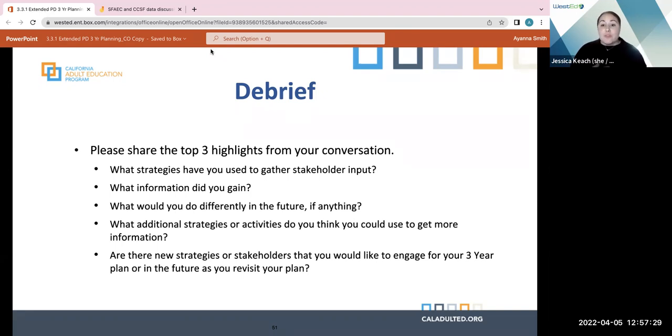And it might be helpful if you can provide any recommendations on things that maybe didn't go as intended and what you would plan to do if you were to do it all over again. Any additional strategies or activities that you think you could use to get more information? And are there any new strategies or stakeholders that you would like to engage for your 3-year plan or in the future as you revisit your plan?